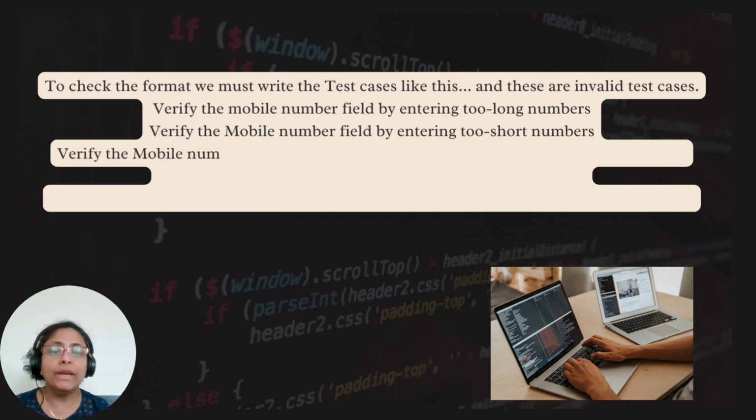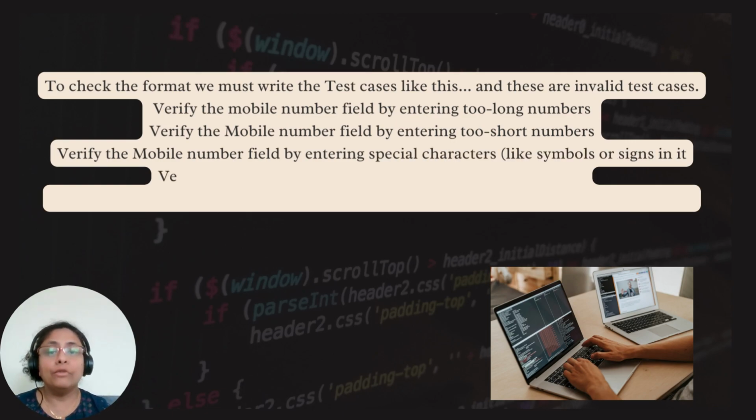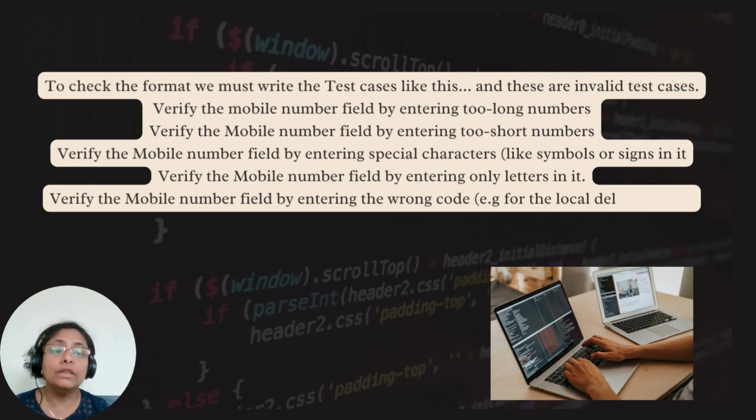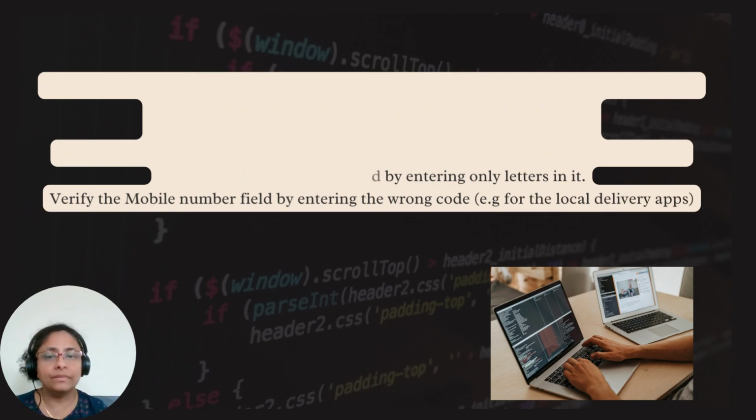Then third, verify the mobile number field by entering special characters like symbols or signs in it. Fourth, verify the mobile number field by entering only letters in it, not any numbers. And fifth, verify the mobile number field by entering the wrong code. Example, for the local delivery apps.